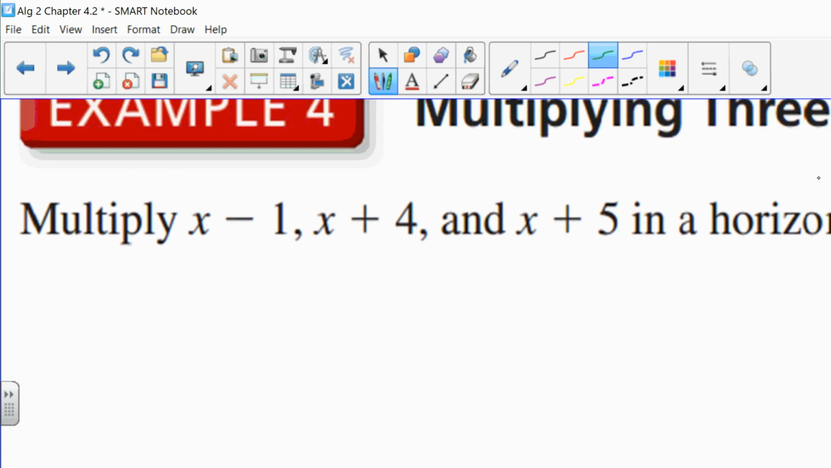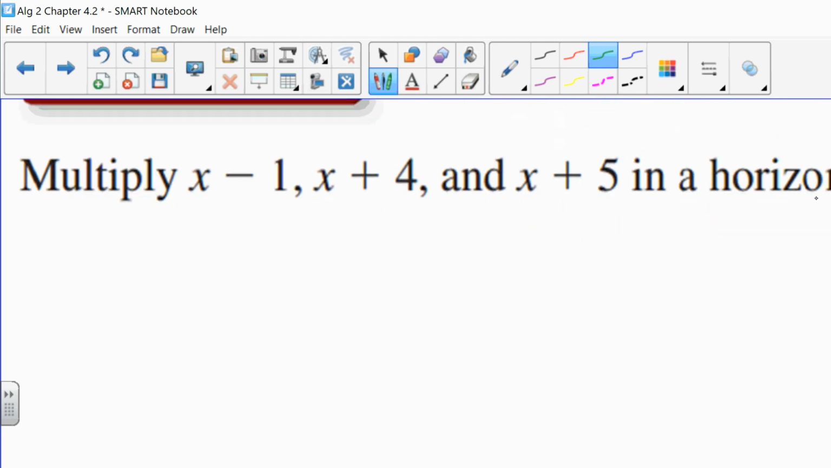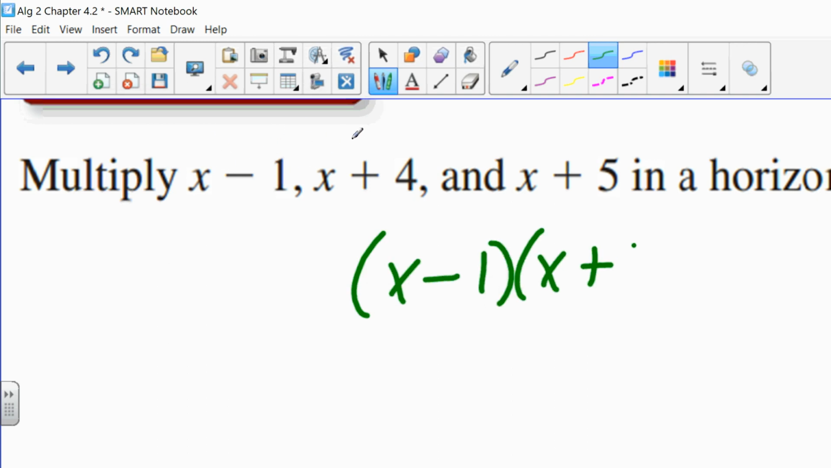Now, multiplying 3 binomials. Let's look at this one here. It's not any more complicated or challenging than the one we just did, except that we have three things being multiplied together. That's the only real difference. When we're multiplying 3 things together, all we have to do first is pick 2 to multiply together and go from there. And it really doesn't matter which 2.